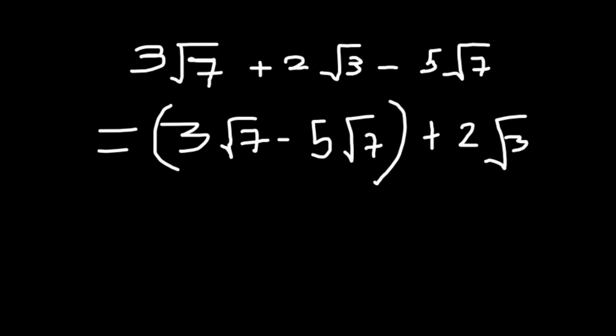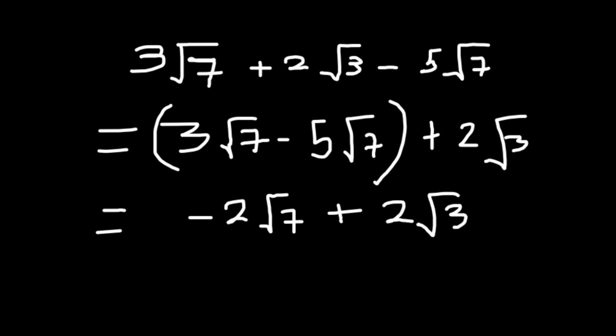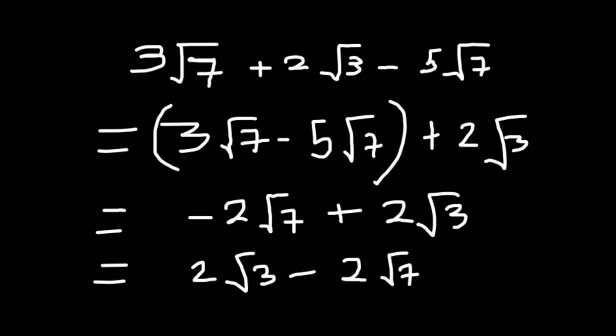So here we have the answer of the bracket to be minus 2 square root 7. Then plus 2 square root 3. So we can easily put this properly by saying 2 square root 3 minus 2 square root 7. So this gives us the final answer.